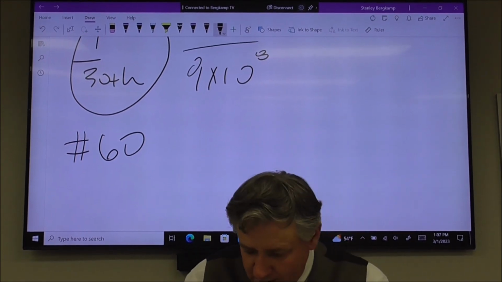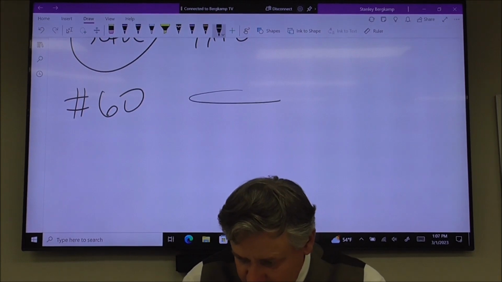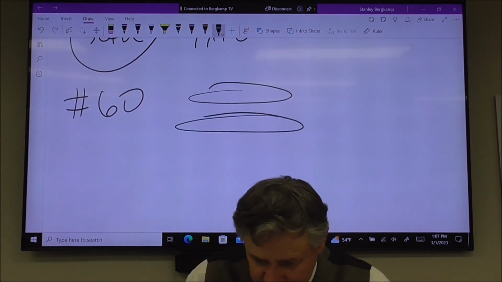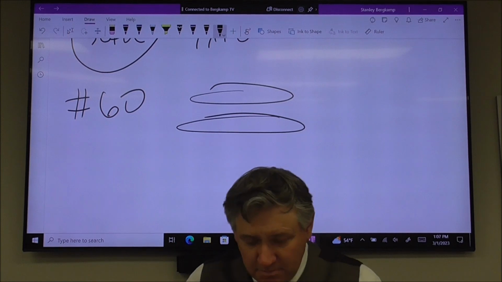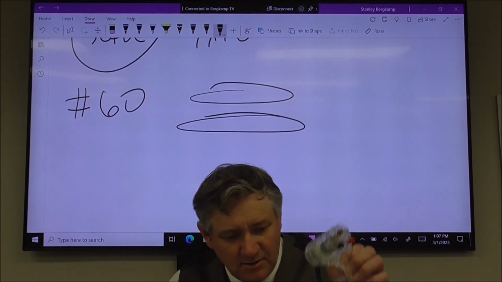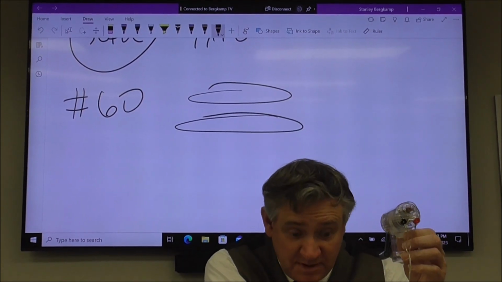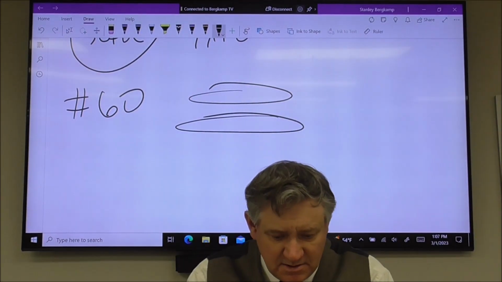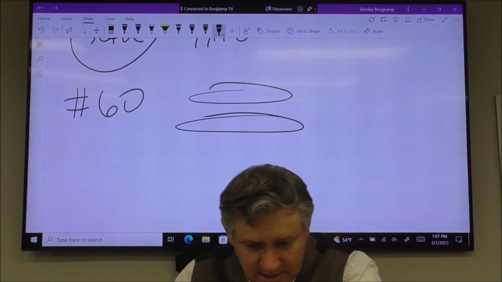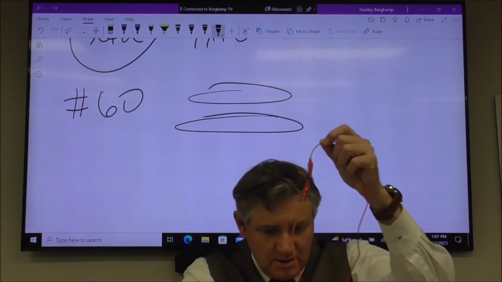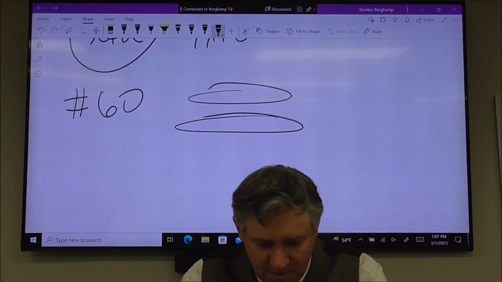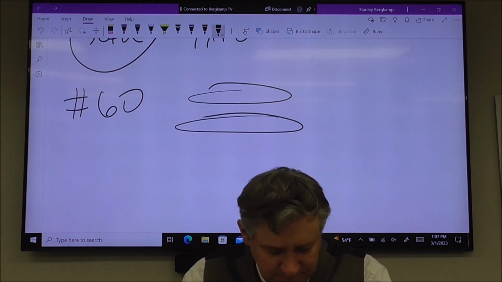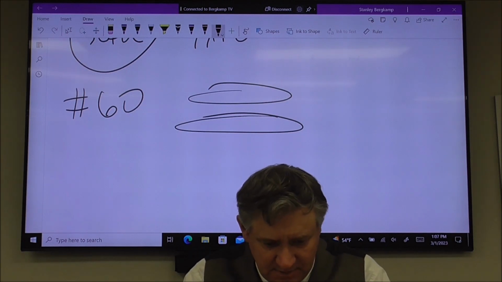So what happens here is that you're going to have two plates, and this is what's known as a parallel plate capacitor. We're going to spend a lot more time talking about capacitors, but what capacitors do is that they store up energy. So the first thing I want to do is hook this up directly to an LED light.